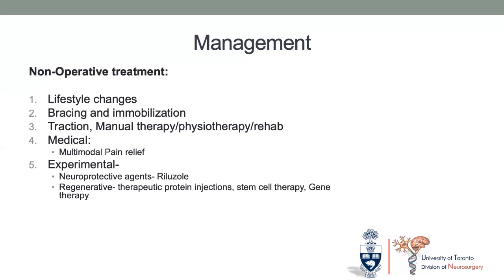There's other regenerative therapies such as therapeutic protein injections, stem cell injections, and gene therapy. The latter helps regulate appropriate intradiscal gene expression to delay degenerative changes. And these are all being investigated in animal models, and none of them are in clinical trials. So there's some promise there. Some of these treatment modalities can also be used as adjuncts in addition to operative treatment and for postoperative rehab.